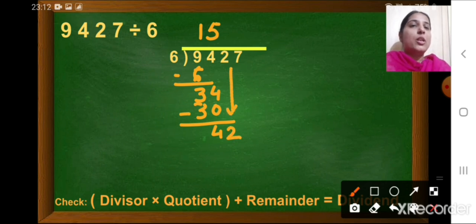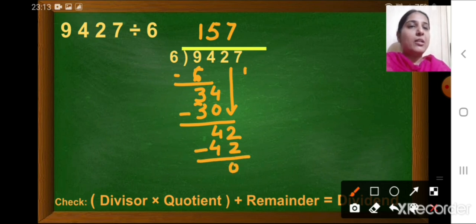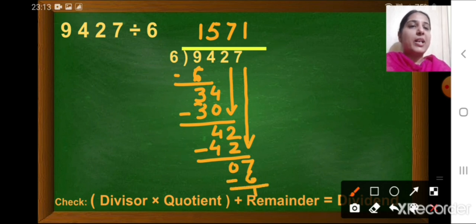Now 6 7s are 42, so this will be 0 here. But still one digit is remaining, which is 7 here. So we will bring down this 7 here. Now 6 ones are 6. So what is the remainder here? 1.